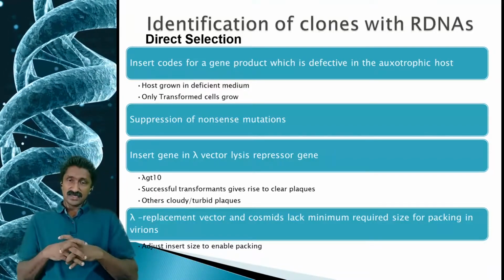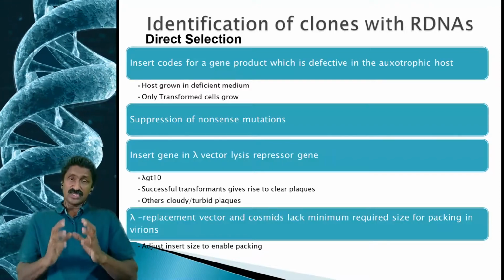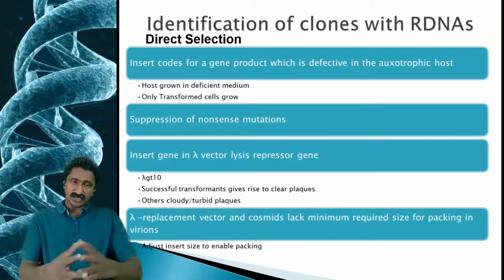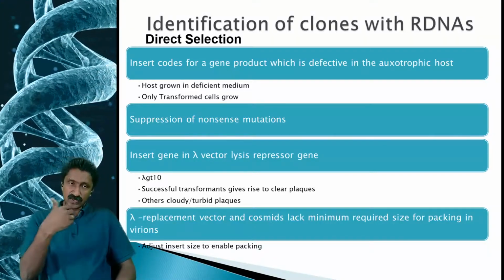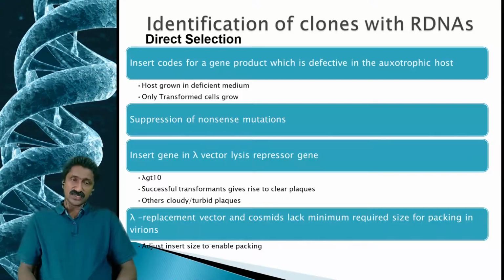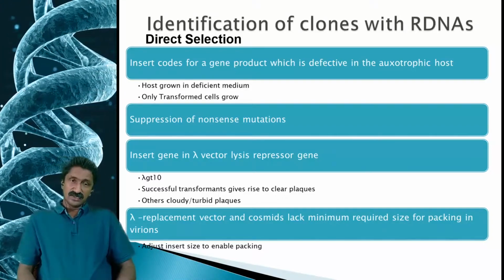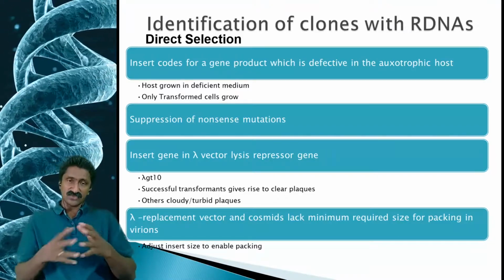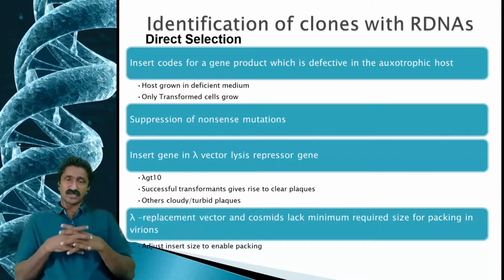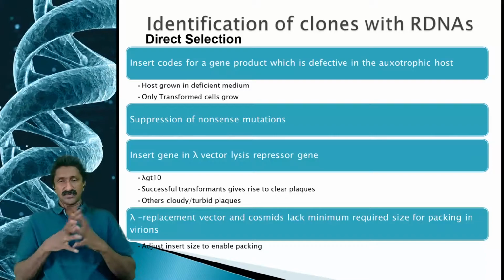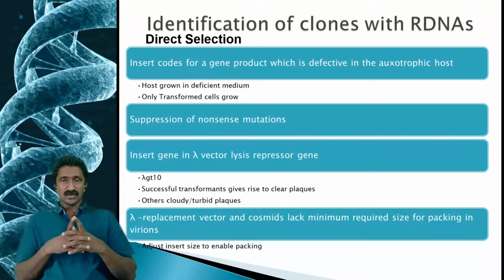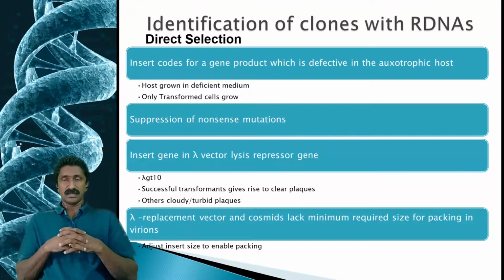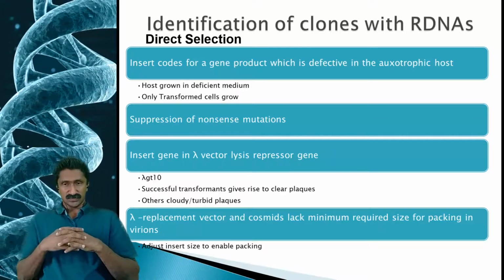So in that case, if you incorporate the gene for the production of that deficient component in the vector, and the vector is transformed and that gene is transferred into the auxotrophic host, then there will be a complementation of that gene, and the deficient product will be synthesized by the transformed cell. Thereby it can grow in the deficient medium. So this is how a direct selection method can be incorporated in the selection process.